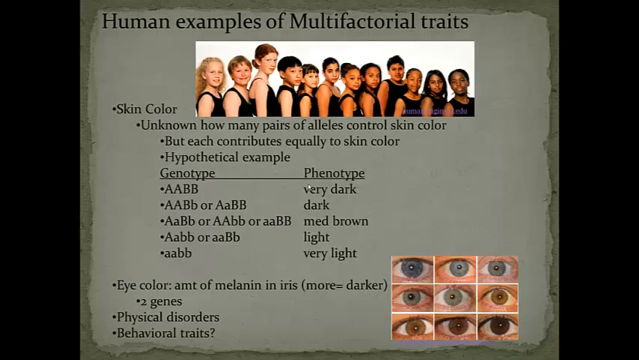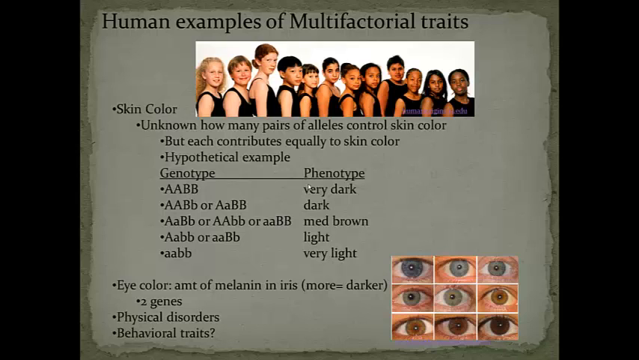So, an example, the picture up top there: skin color comes in an entire spectrum of colors. Now, this is a hypothetical example. Let's say we don't really know how many alleles contribute to skin color, but each contributes equally. So, hypothetical example, let's say it's controlled by 2 genes. That means 4 alleles. Now, if they're all dominant, you're going to be very dark. If they're all recessive, you're going to be very light.